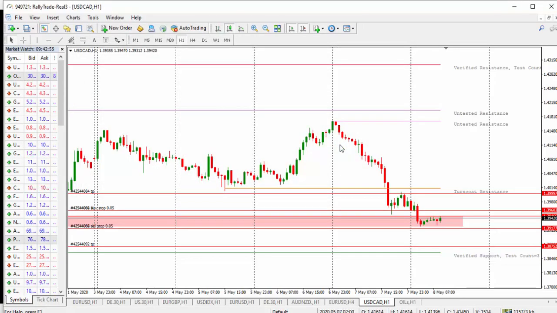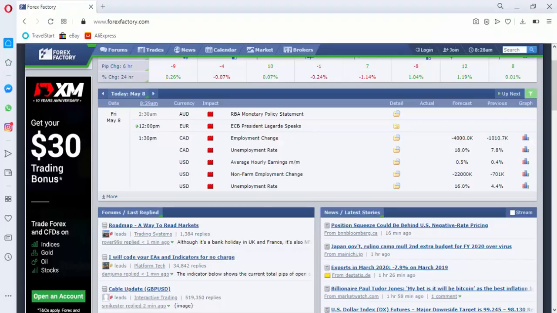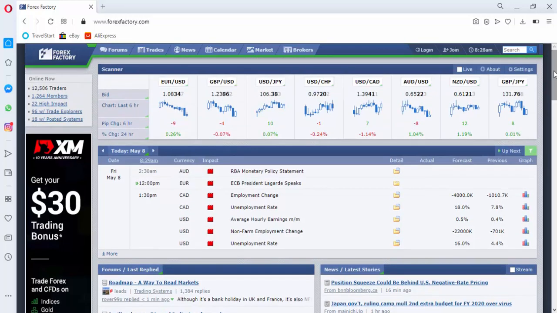So let's quickly check on the fundamental front if there is any major economic data that will impact movement on this instrument for today. So this is forexfactory.com, and on this site we would be able to see some very important economic data that will be coming out from the two countries today. By 1:30 p.m. today, it's a very crucial time on this instrument.